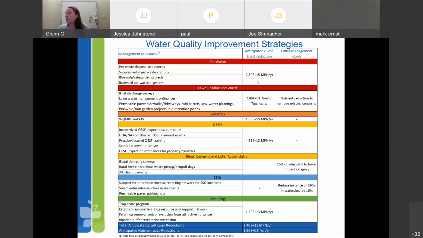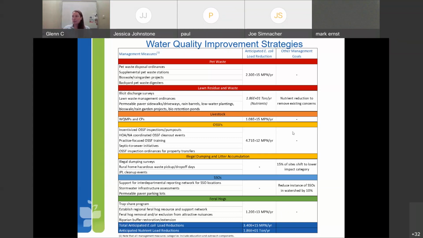Looking at your total here, so 2.3 times 10 to the 15th, jumping down to livestock, 1.8 times 10 to the 15th, plus septic facility reduction of 4.7 times 10 to the 12th, plus feral hogs, 1.2, equates to a total anticipated E. coli load reduction of 3.4 times 10 to the 15th, and that surpasses the loading reduction or water quality improvement goal of 2.42 times 10 to the 15th.